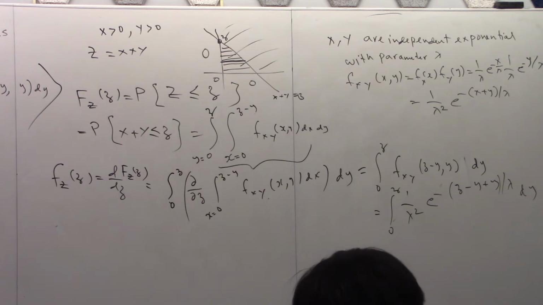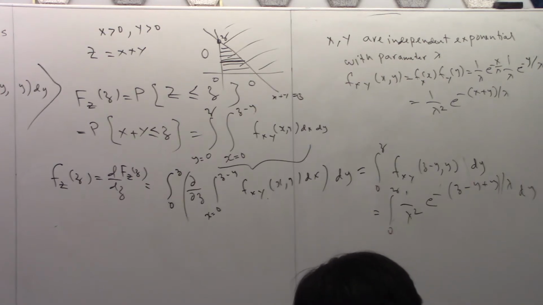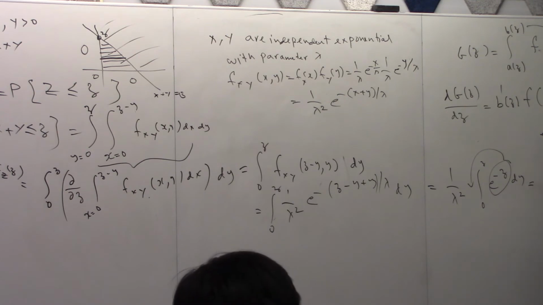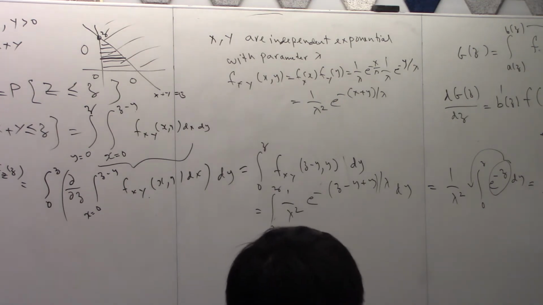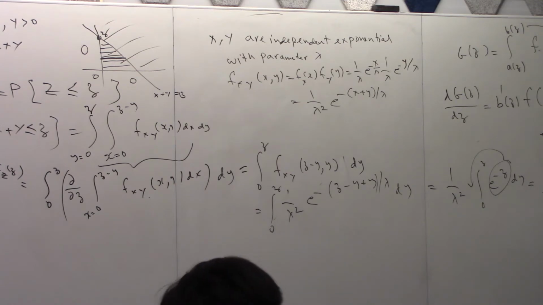So that's 1 over lambda squared. Then notice 0 to z e raised to minus z dy. So this also goes outside. So we get the result z over lambda squared e raised to minus z over lambda, z positive.